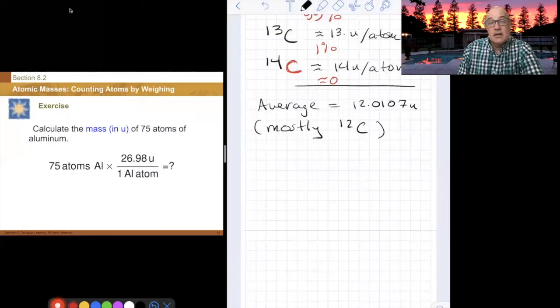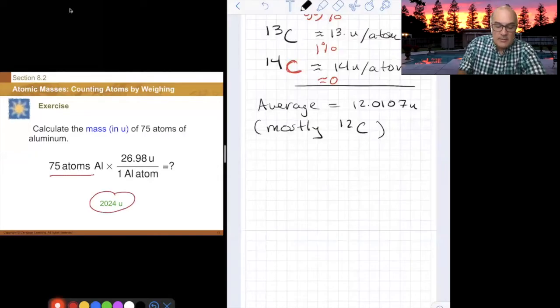What's the mass of 75 atoms of aluminum? Well, we just set up 75 atoms of aluminum, use the conversion factor. We get this from the periodic table. If you look at the periodic table, the average mass of aluminum is 26.98 U. Multiply this out, and we get 2024 U. And again, this is probably more sig figs than a report. Maybe we would just say 2000.